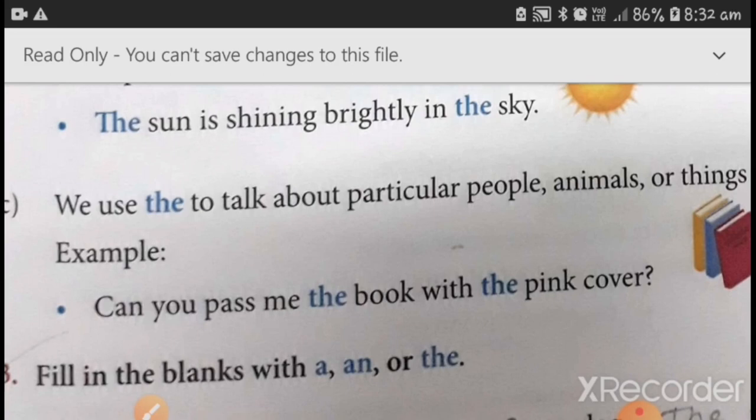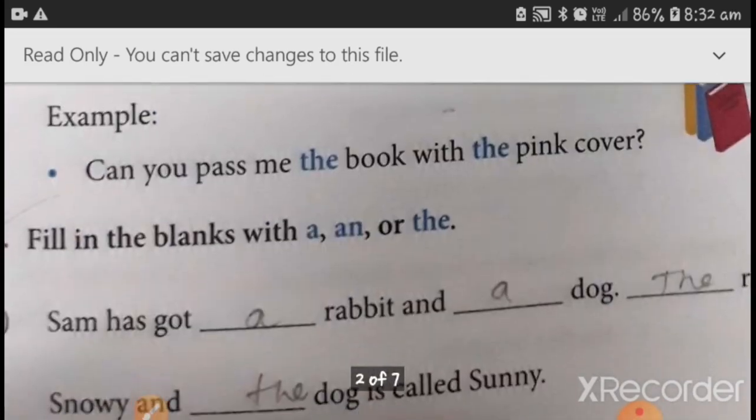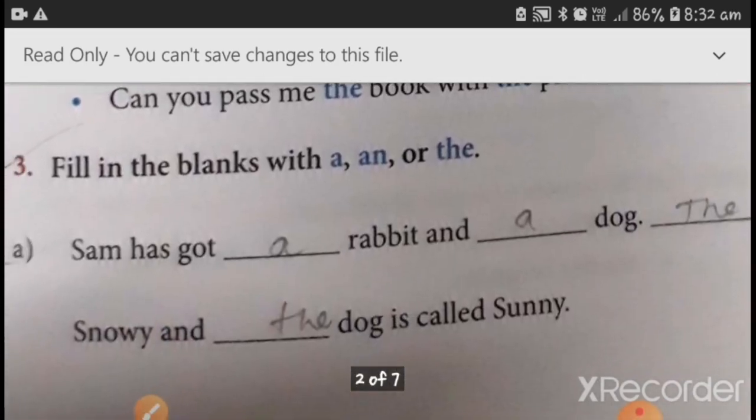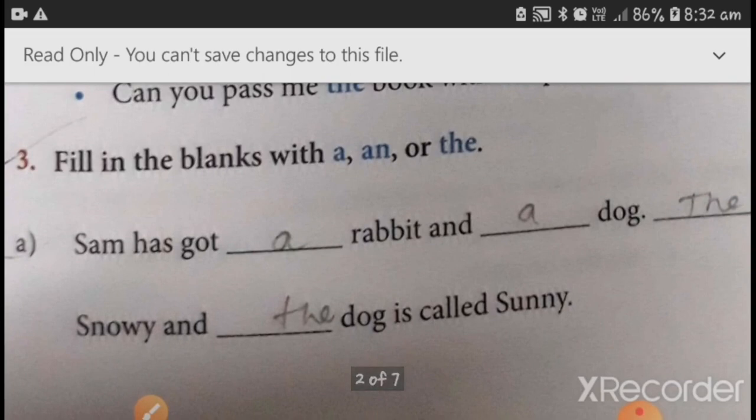So if we are talking about a particular place, animals, things, so we know very well which thing we are talking about and which ideas, anything we can take it here. Okay. So in that case we have to use the article. Now have a look at the exercise.